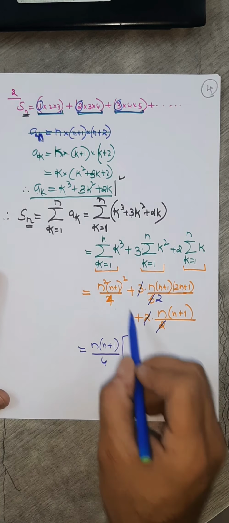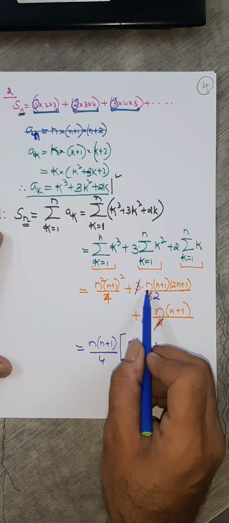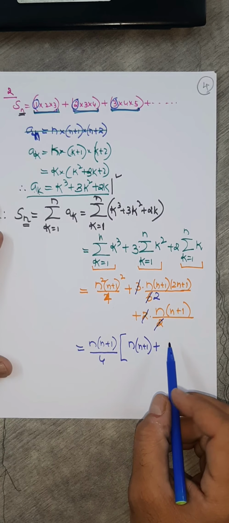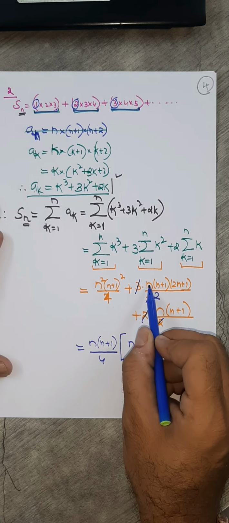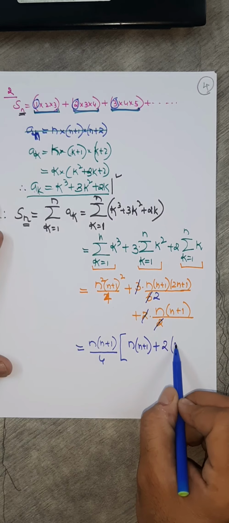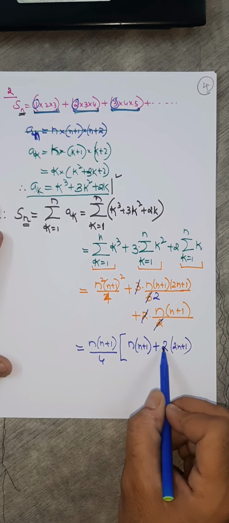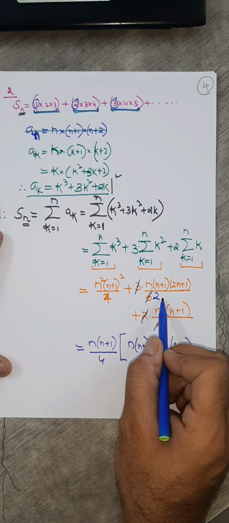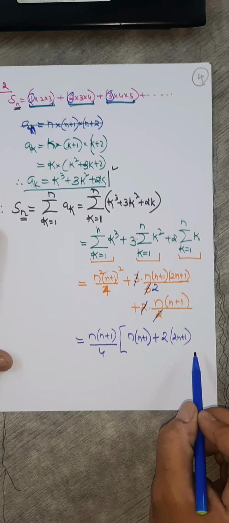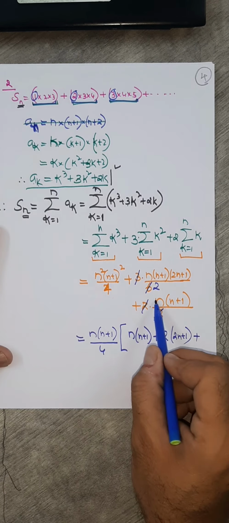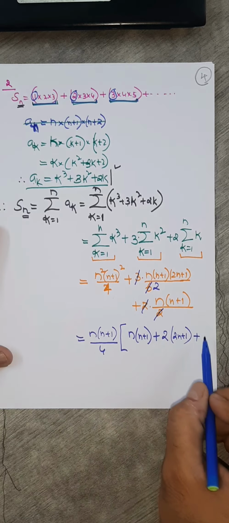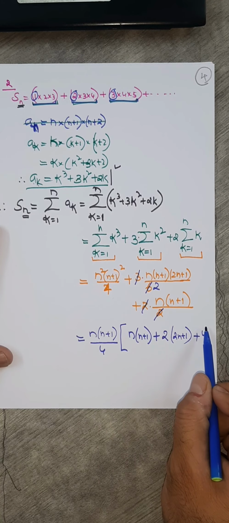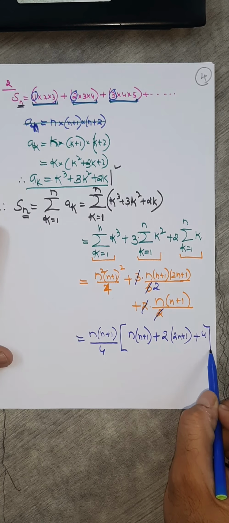N into n plus 1 plus, I've taken 1 by 4 common, so here you will be having what? 2. N into n plus 1 I've taken outside. 2 into n plus 1. Have you realized why into 2? Because 4 is LCM here. Plus, what about the last term? N into n plus 1 outside. This 4 will go as LCM there. I hope this is clear to you.